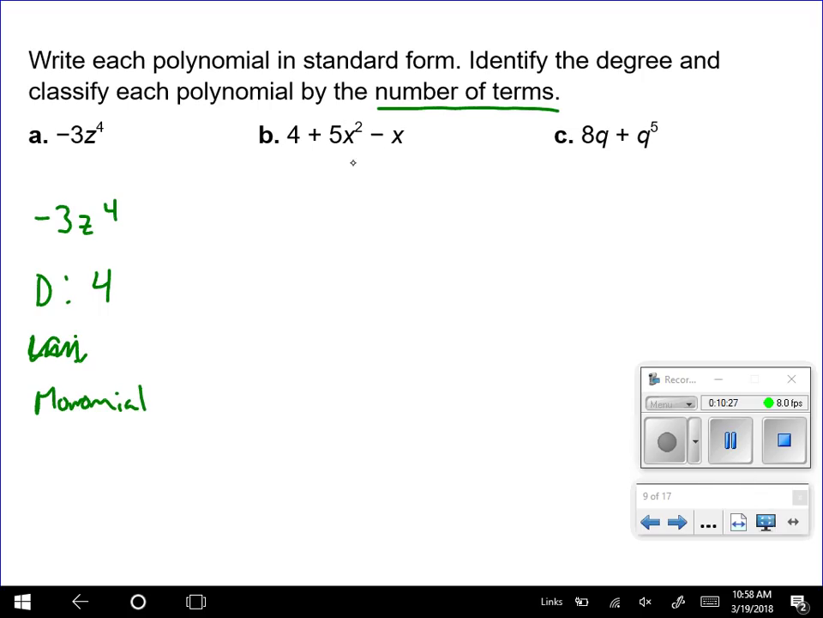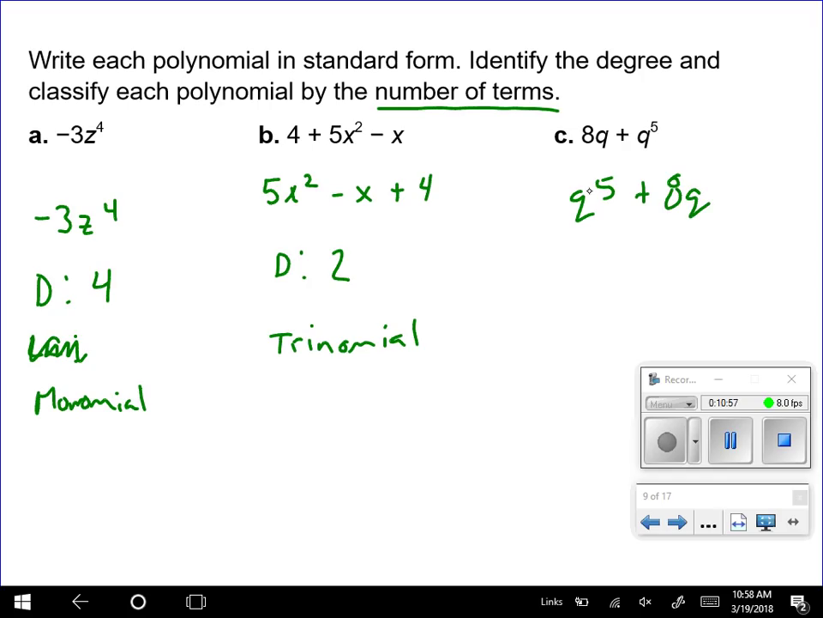For standard form, I'm going to write the biggest exponent first, then the next biggest exponent, and then my constant always goes at the end. My degree would be 2, and this has 3 terms, so this is a trinomial. And then we'd have q to the 5th plus q, 8q. 5th is the biggest, so that would be the degree of 5. And this is a binomial with 2 terms.